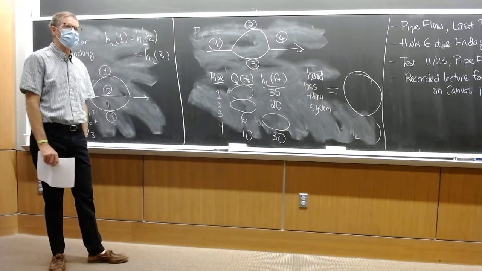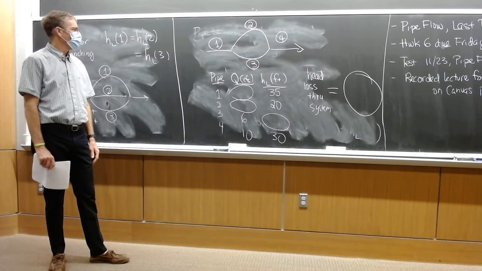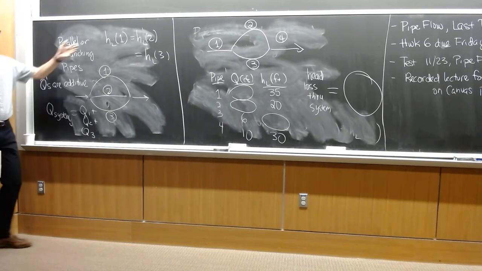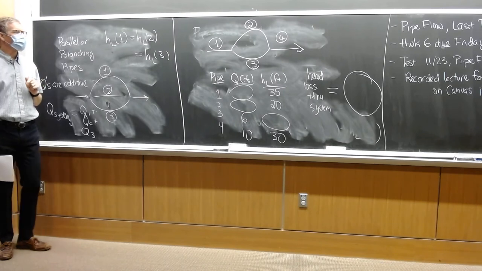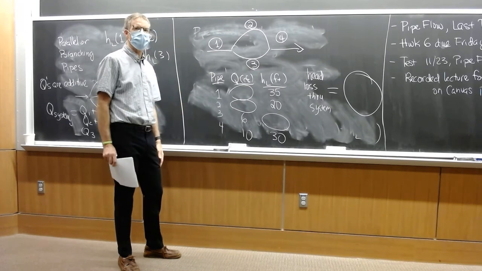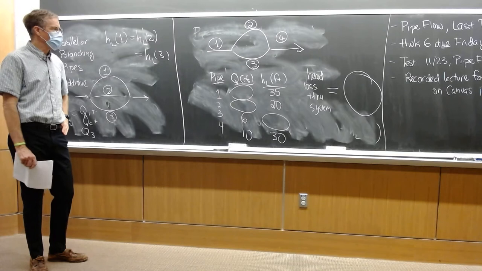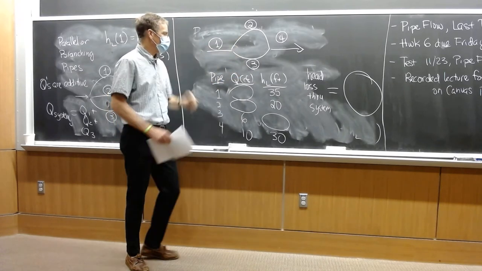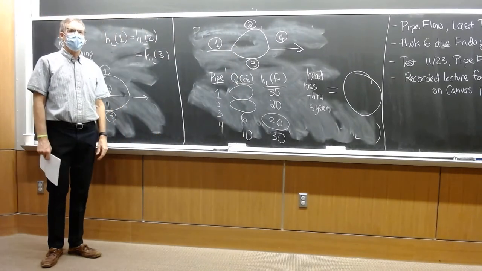Go ahead, McKenna, you got it. Well, we're talking head losses here, right? So this is a real system that has both things in series and branching. William says 20. 20, yes. Someone says that the head loss in pipe 3 is 20, and that's correct, because pipe 2 and pipe 3 are a branching system, so we know that the head losses are the same.